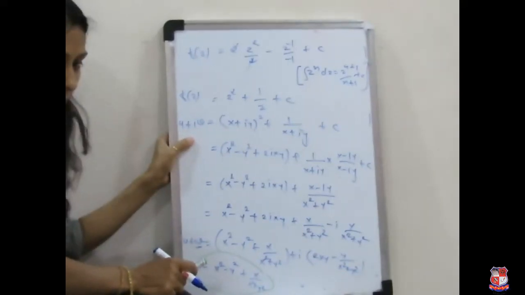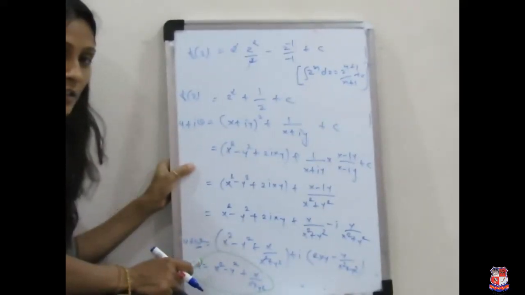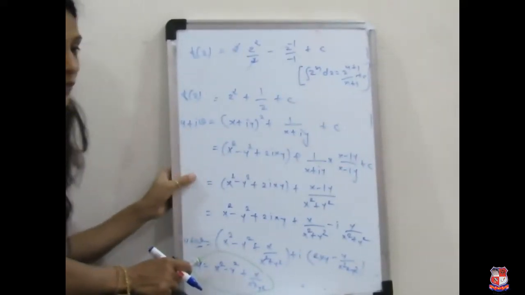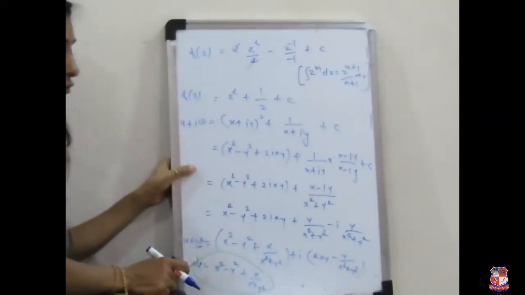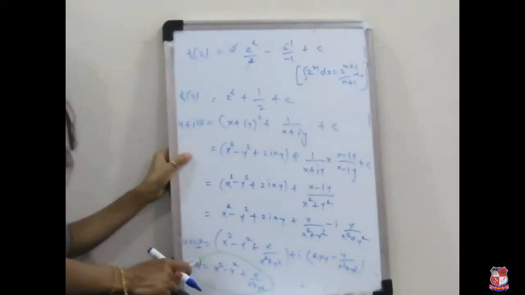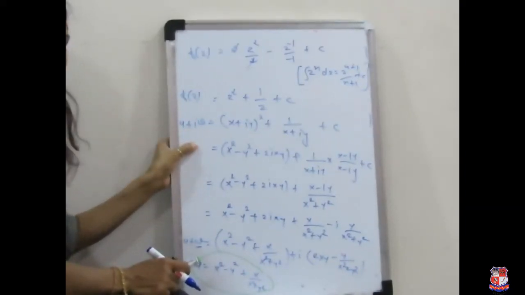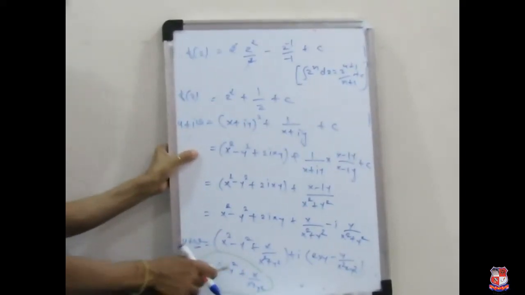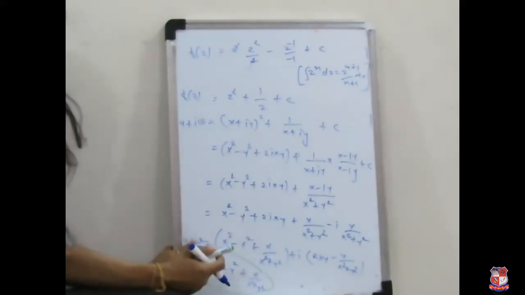If you are given the real part u, then how to find the imaginary part v. If you are given the imaginary part v, then how to find the real part u. This method is also used for harmonic functions. We will see harmonic functions in our next lecture.